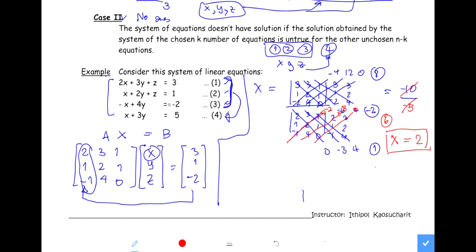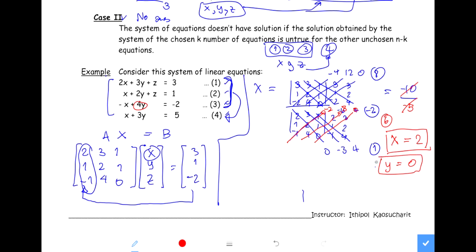I go back to this one now. x is 2. Substitute x of 2 here. I will have -2. So negative 2 plus 4y equal to negative 2. I know now that my y has to be 0. So I get my y out now. y has to be 0.